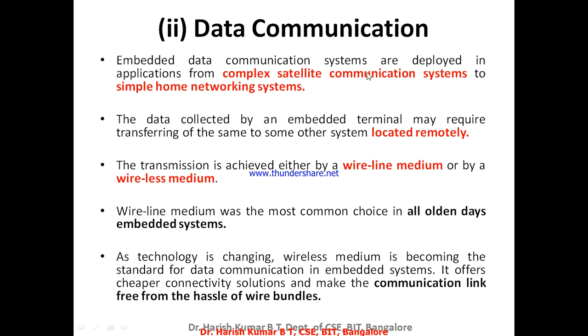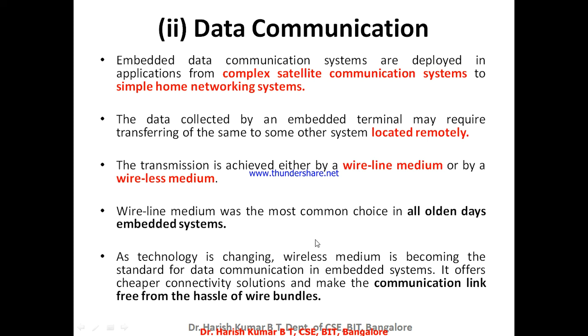Now there's a support satellite communication system, and they also support simple communication within the home network. And what is the meaning of data communication? Sharing the data or transferring the data to a system that is located remotely. Now how do you achieve this? There are two ways of doing this. A wired line medium can be used for transferring the data, or you can also use a wireless medium.